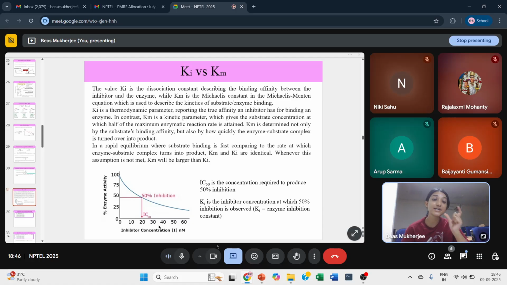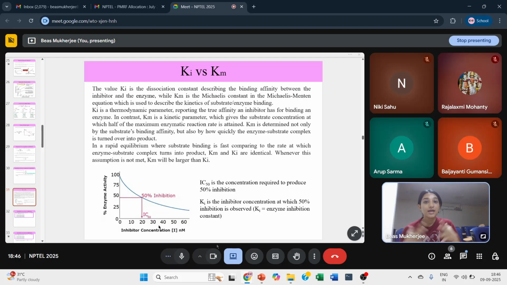In contrast, Km is a kinetic parameter. This gives the substrate concentration at which half of the maximal velocity is attained. So that means Ki is a thermodynamic parameter and Km is actually talking about the velocity of the reaction. So it's a kinetic parameter. Okay. Now, Km is determined not only by the substrate's binding affinity but also how quickly the enzyme substrate complex is turned over into the product. In rapid equilibrium, substrate binding is fast compared to the rate at which the enzyme substrate complex forms the product.